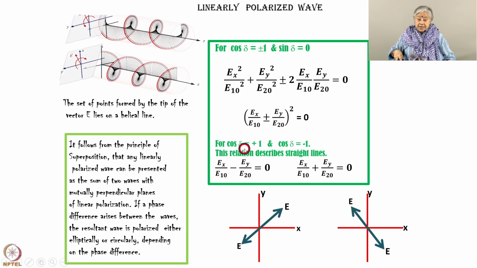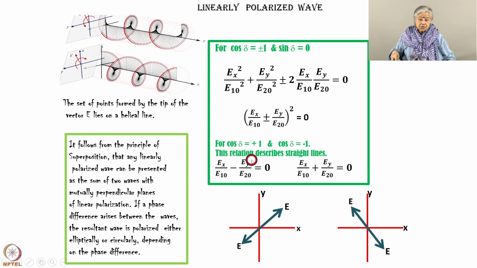For cos delta equal to plus 1, what will happen? Suppose it is plus, you take this minus part of it here. Okay. For cos delta equal to minus 1, it becomes Ex by E10 plus Ey by E20 equal to 0. I have just taken that bit in the square, this is equal to 0. Obviously, this square equal to 0 means the one inside is also equal to 0. And this you can see is the equation of a line.